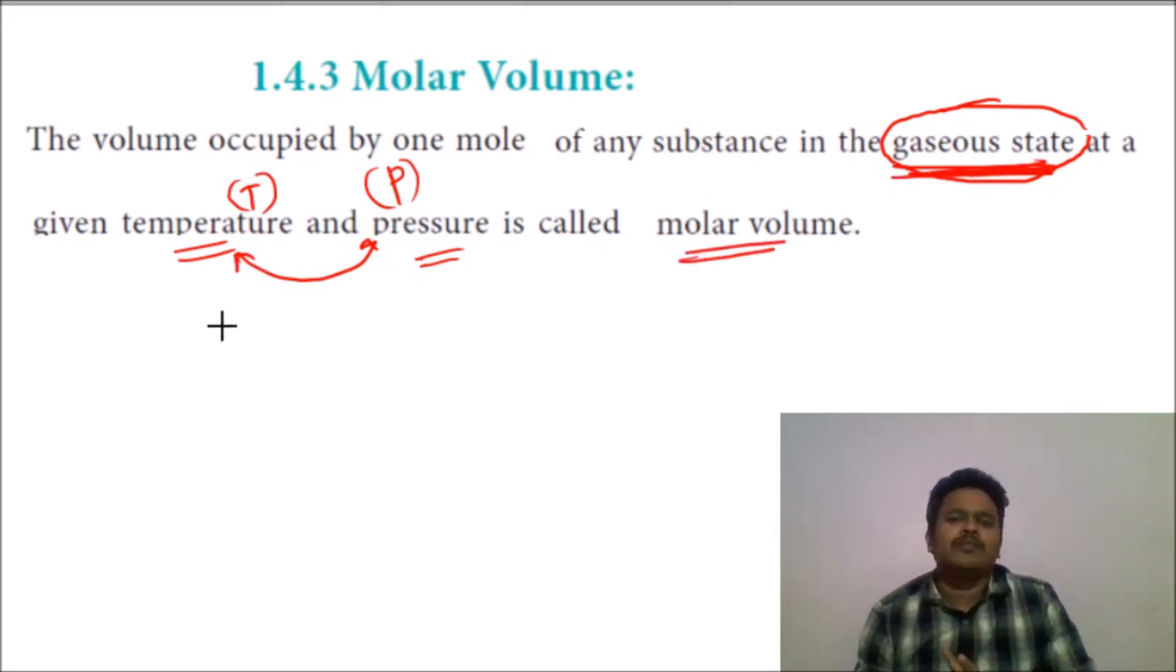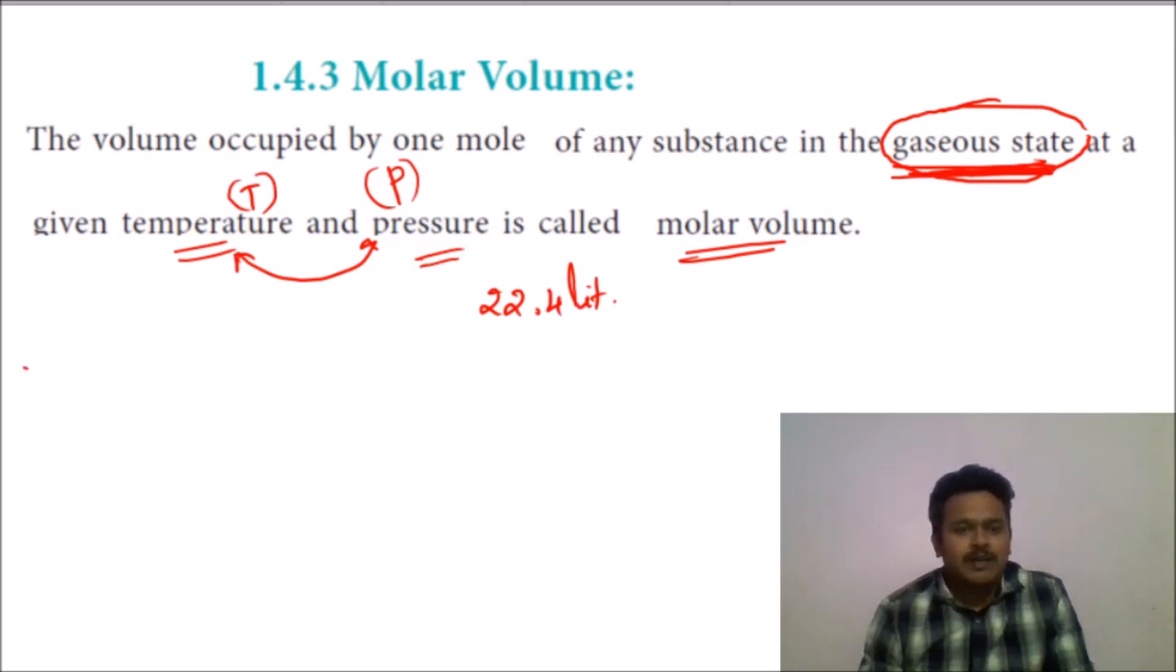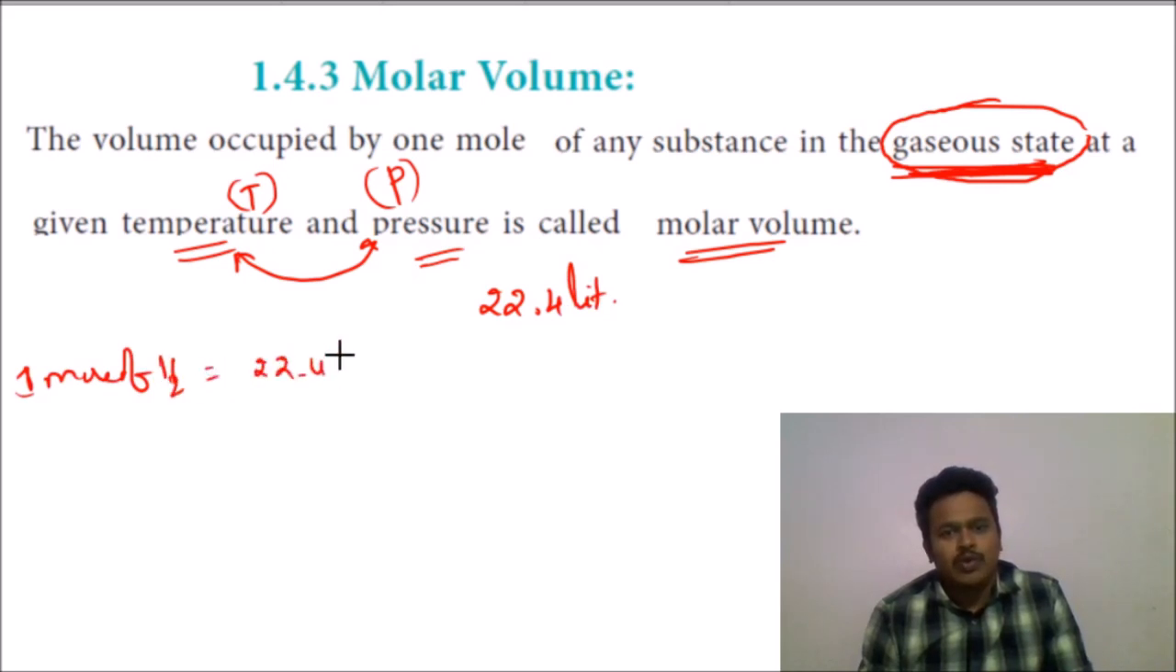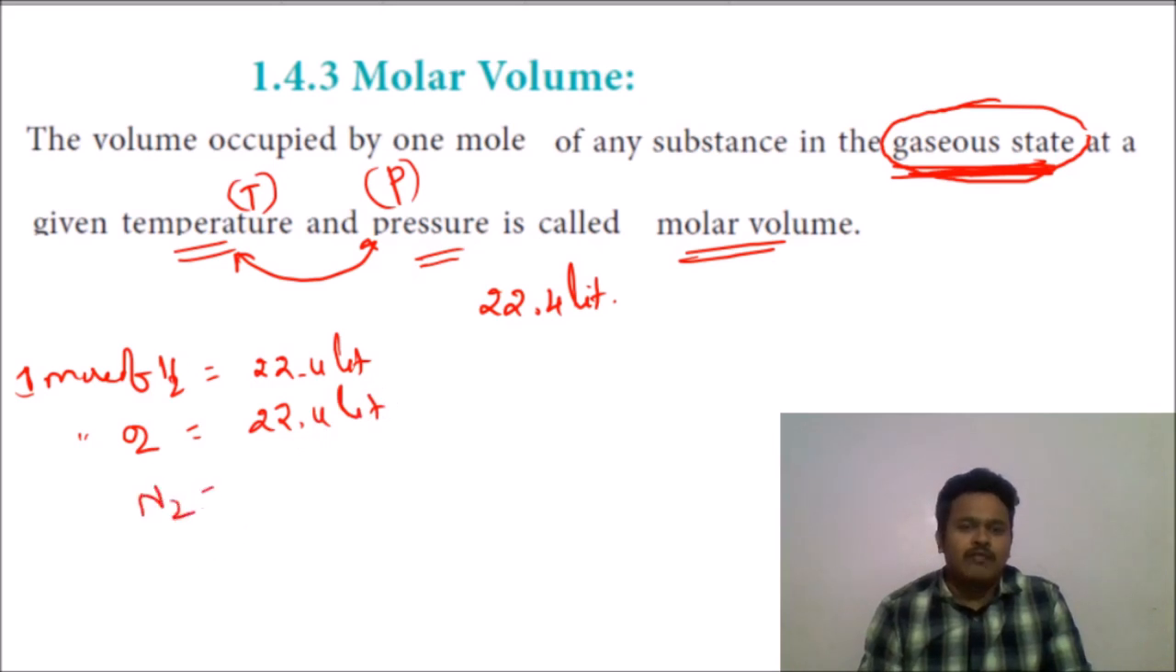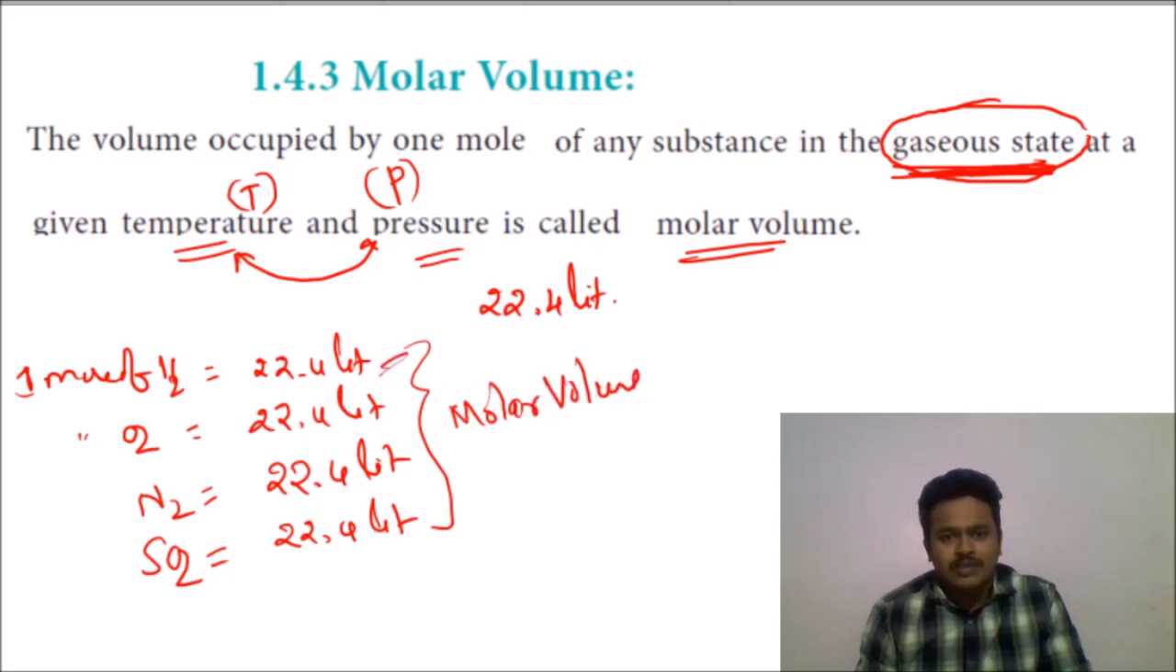This molar volume we fix as 22.4 liters. For example, 1 mole of H2 gas occupies 22.4 liters. In a similar way, 1 mole of oxygen gas also occupies 22.4 liters. 1 mole of nitrogen gas also occupies 22.4 liters. 1 mole of sulfur dioxide gas also occupies 22.4 liters. This 22.4 liters is called the molar volume.